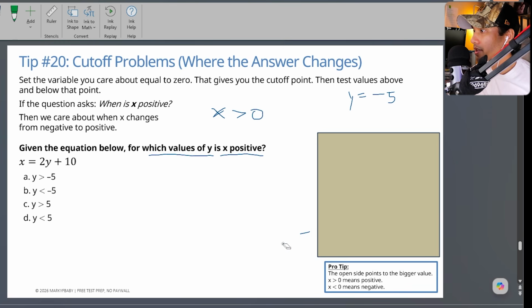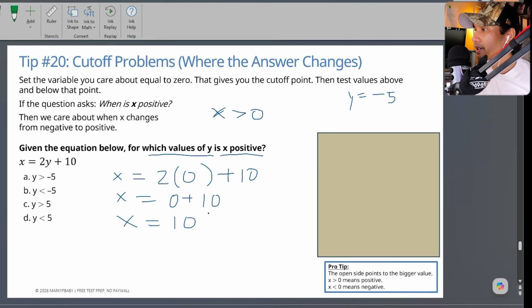So let's test values above and below this cutoff. For this one, I'm going to choose above. I will choose 0, so y equals 0. We get x equals 2 times 0 plus 10, so x equals 0 plus 10, and then x equals 10. And we get a positive number. So when we choose values greater than the cutoff, which is -5, we get positive x values.